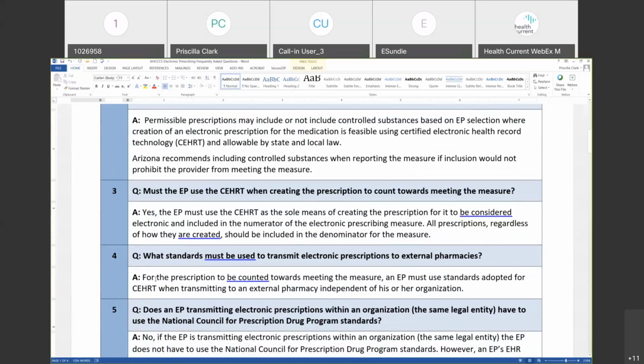Question 4 is what standards must be used to transmit electronic prescriptions to external pharmacies? The answer is that for the prescription to be counted towards meeting the measure, an EP must use standards adopted for CERT when transmitting to an external pharmacy independent of his or her organization.